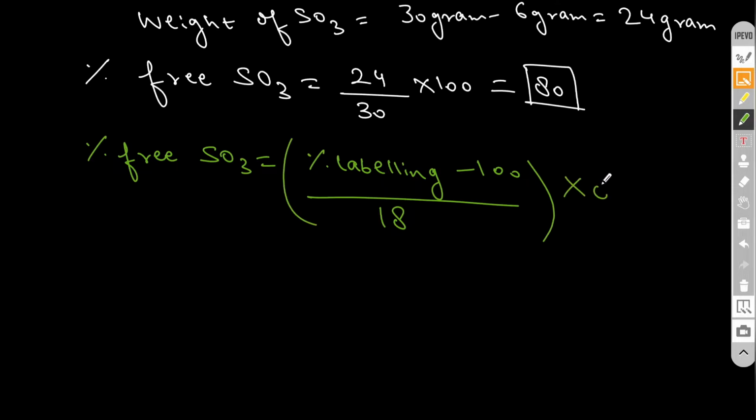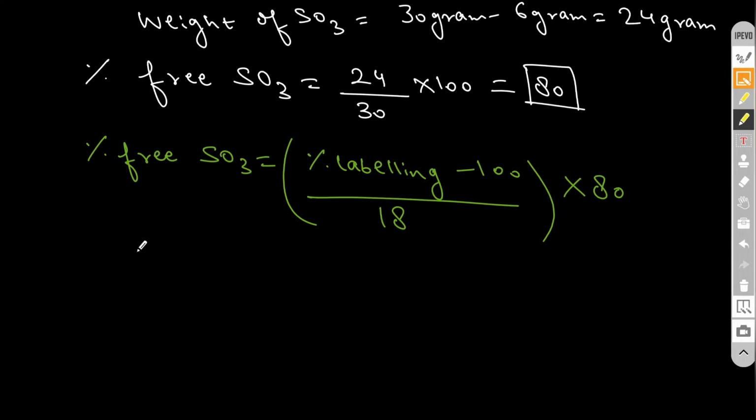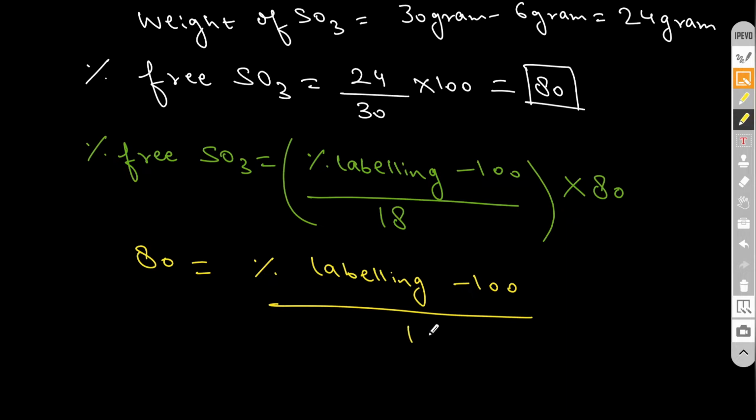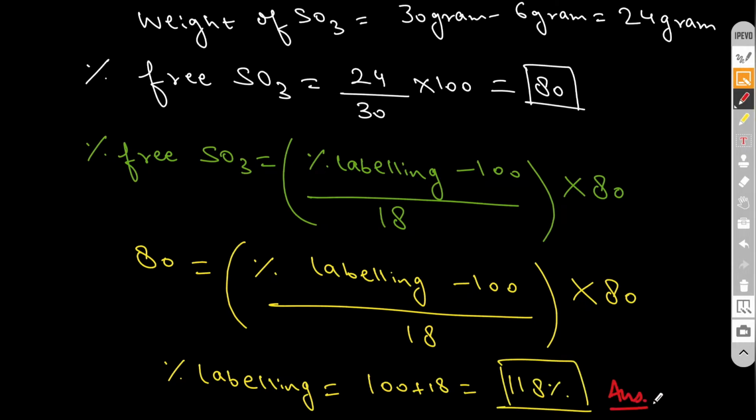So we'll simply put in these values. Percentage free SO3, which is 80, is equal to (percentage labeling, which we have to find out, minus 100) divided by 18 multiplied by 80. So 80 and 80 will get cancelled out. So the percentage labeling of oleum will come out to be 100 plus 18, right? So it is 118%. So simply this is the answer for this problem. Now we'll move further.